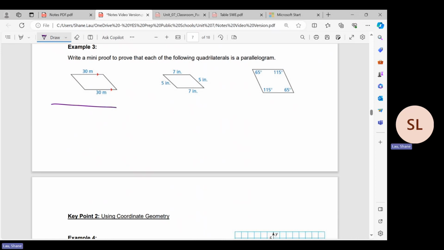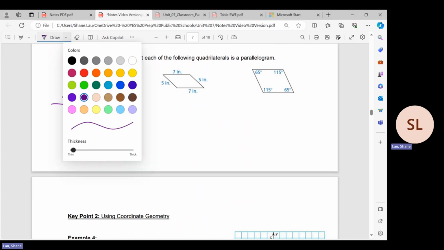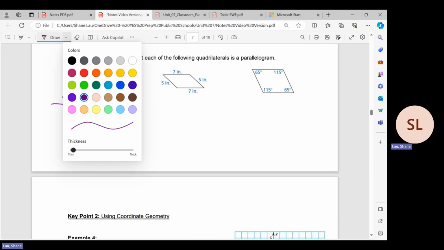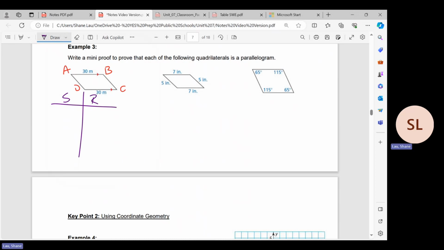The first one, if we were to do it into a proof format, we'll say our statements and reasonings. What I find might be easiest is if you label your own quadrilateral, so A, B, C, and D, like so. Might make things a little bit easier, especially whenever you're writing your given. And in our given, we would basically write exactly what it's telling us in the diagram. We know that AB equals DC, which equals 30. And we know that AB is parallel with DC. And that is our given. What we're trying to do is prove that this is a parallelogram.